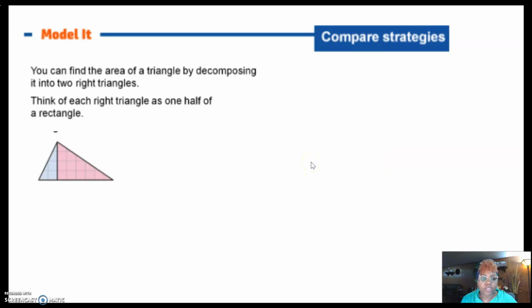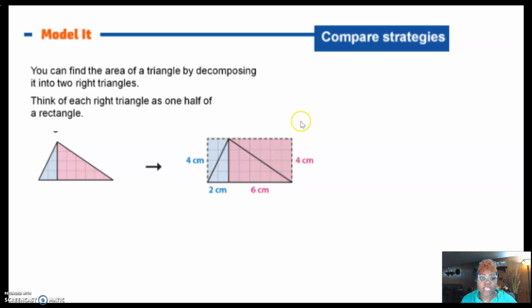Here is Maria's triangle. We've cut it up so that it is into two right triangles. There's a blue side and a pink side. Okay, it's the same triangle. We just cut it up into two smaller triangles. We can also take a look at this triangle if we turn each side into a rectangle. Then we can find the measurements or the base and height to go ahead and find the area.